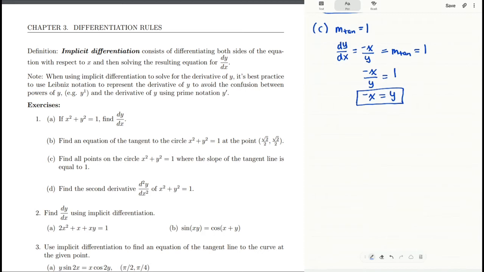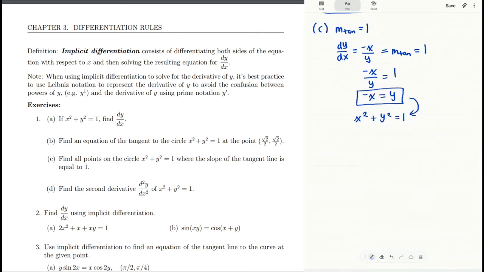Now, these points must lie on the circle, so it has to satisfy the equation x squared plus y squared is equal to 1. So here we have our system of equations. So we can solve for one of these variables by substitution. So here we are already solved for y in terms of x. So we know that y is equal to negative x. We can then substitute this into the equation of the circle and solve for the coordinates.